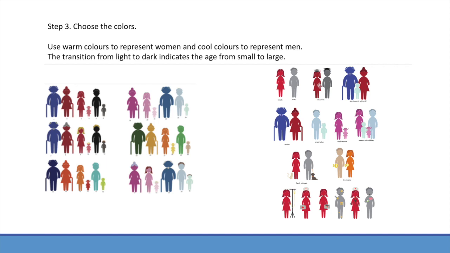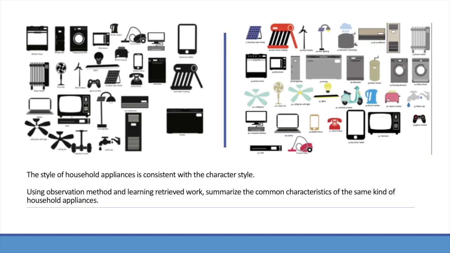After trying lots of colors, we plan to use warm colors to represent women and cold colors to represent men. The transition from light to dark indicates age, from young to old. We also use the same style to create infographics for household appliances.